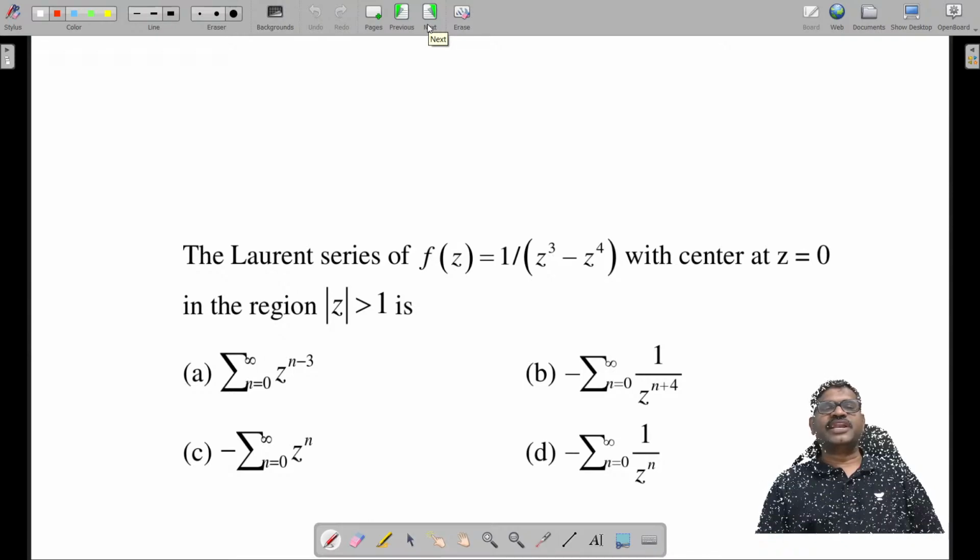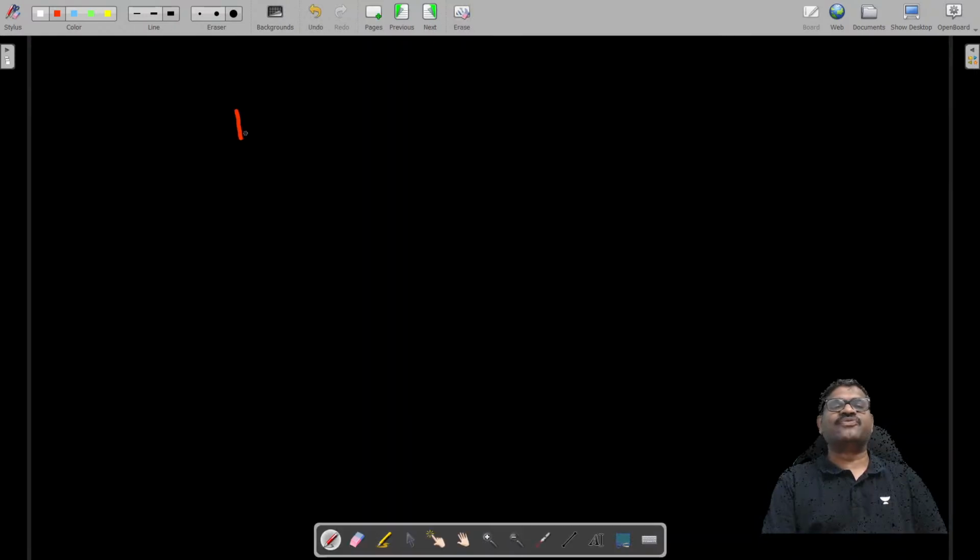In the Laurent series expansion of f of z equal to 1 by z cube minus z power 4 at z equal to 0 in the region mod z greater than 1. Mod z greater than 1 is given. The region of convergence is provided: 1 less than mod z, so 1 by mod z less than 1.